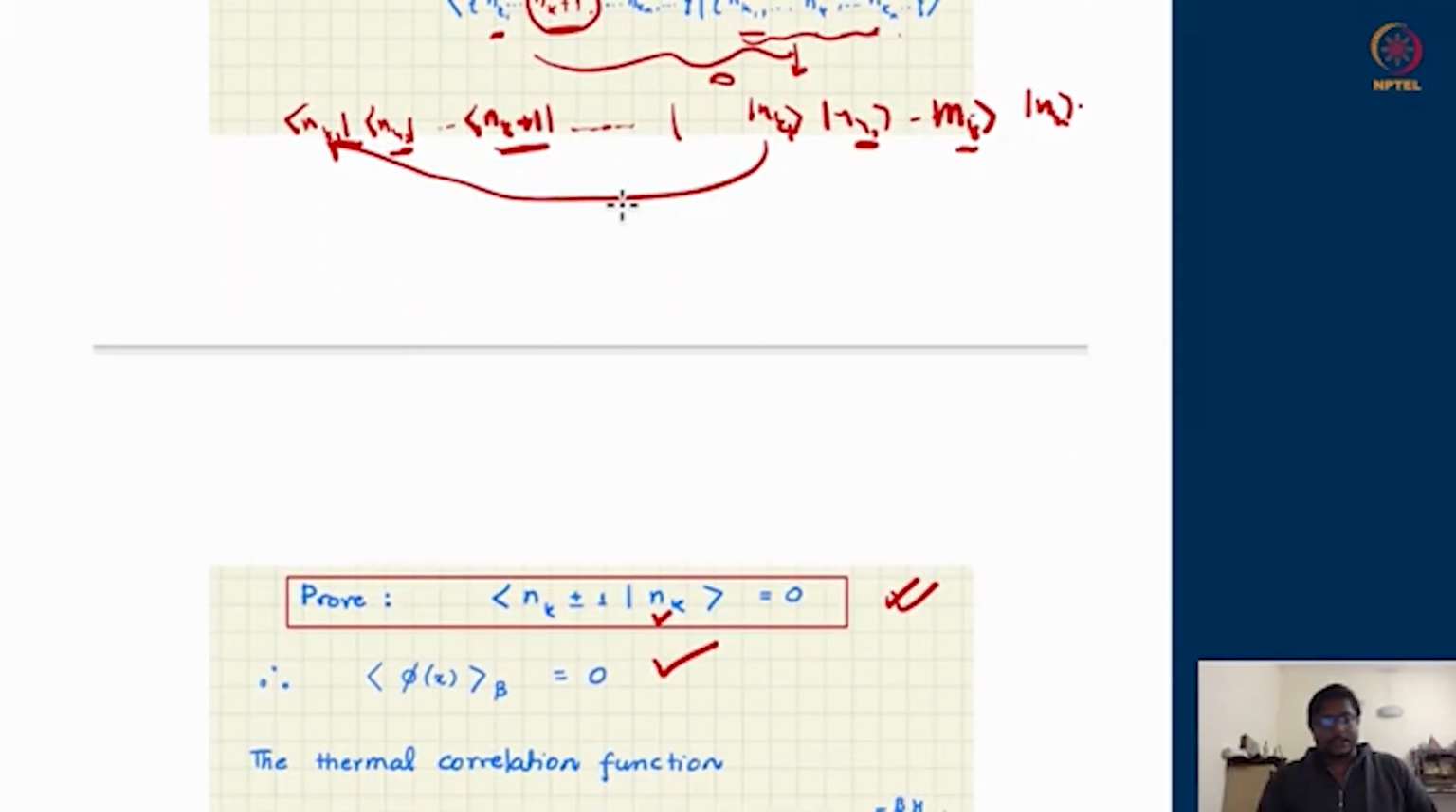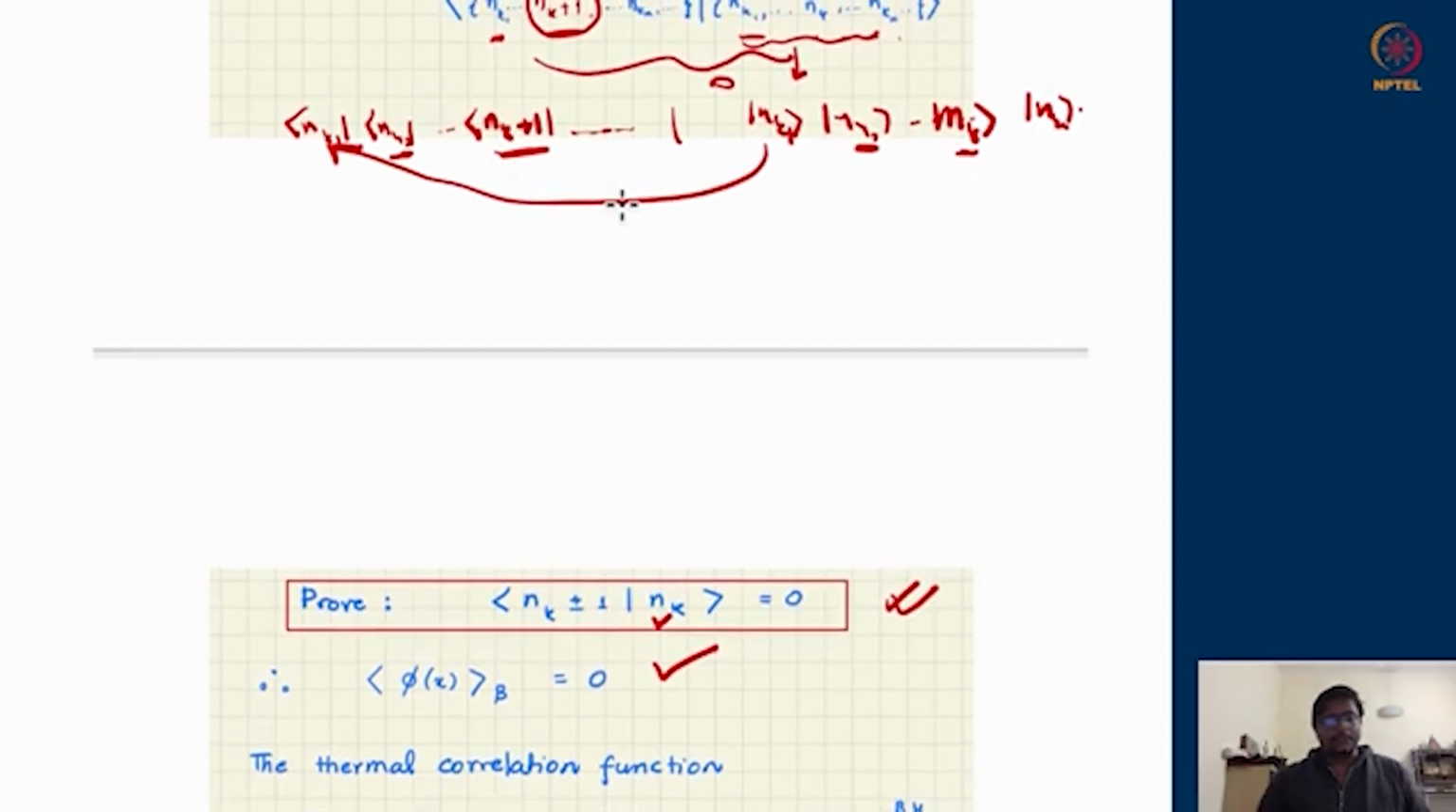In the next discussion session, we will start looking at how much of a correlation it has. The vacuum state also was a mean 0 or expectation 0 object, but it had non-zero correlations, non-zero fluctuations, vacuum fluctuations. What about thermal fluctuations? Are they identical to vacuum fluctuations, or do they have a more robust structure? That we will discuss in the next class.